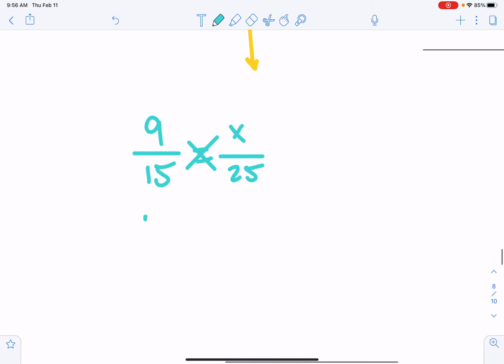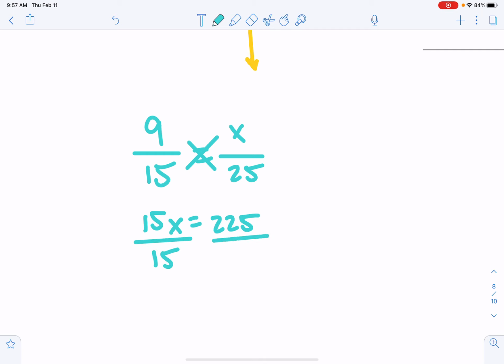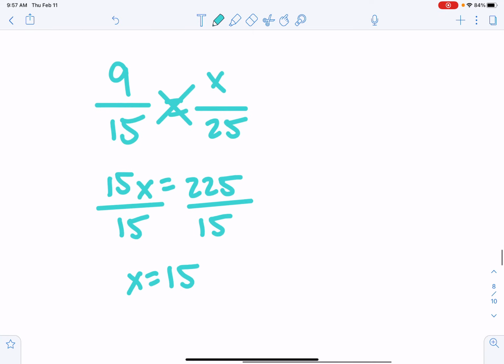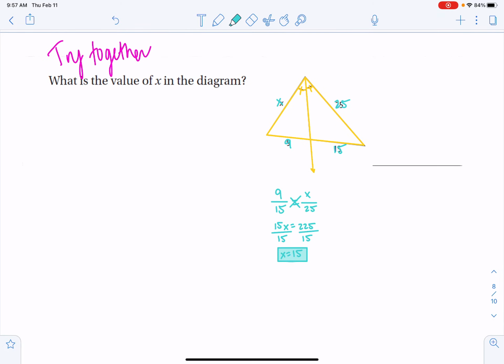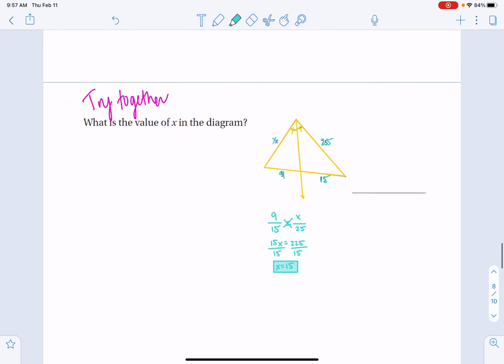So 15x equals 9 times 25, which I think is 225. Let's see. Yep, 225. And then divide both sides by 15. And x is, I think that's 15. Yep. And no units there. And we get 15. So those are just 3 different kind of ratio applications of similar triangles.